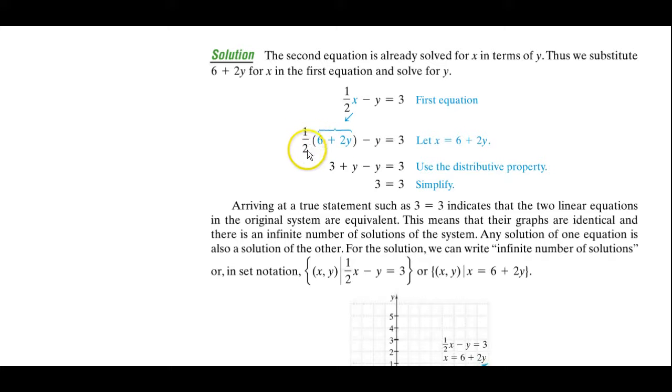Now notice when we take 1/2 of 6, we get 3. And 1/2 of 2y, we get y. And we get minus y and equals 3. You might say, uh-oh, something's happening here. Because the y's cancel out and you get 3 equals 3. That's strange. But is 3 equals 3 a true statement?